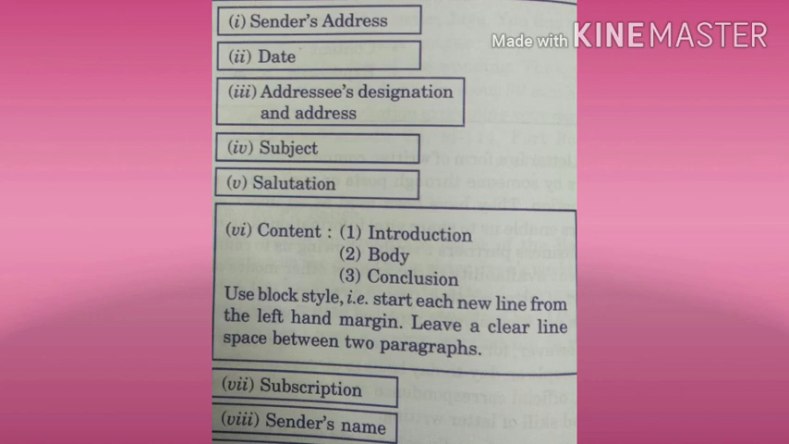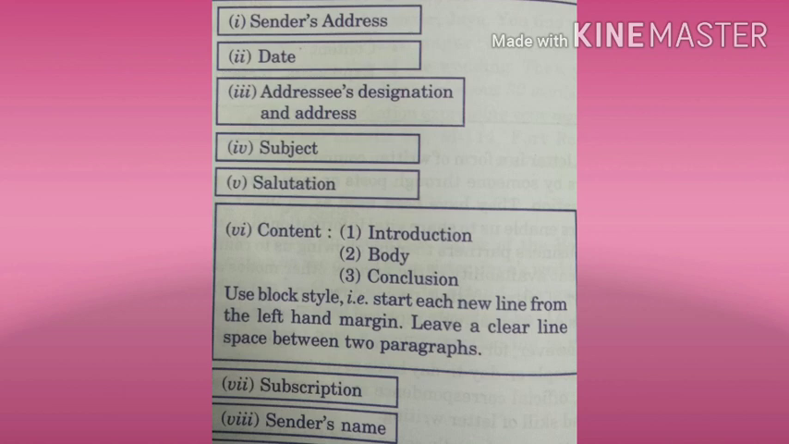Just like you know, in a formal letter, you have to start with the sender's address. After the sender's address, you have to write the date. After the date, after leaving one line, you have to write the addressee's address. After the addressee's address, you are supposed to write the subject, then the salutation, then the content of the letter, the body of the letter, then the subscription, and finally we can end our letter with the sender's name. This is the format of a formal letter.